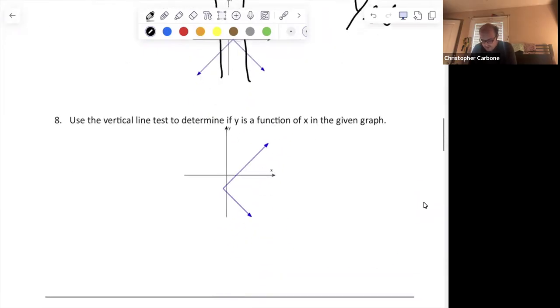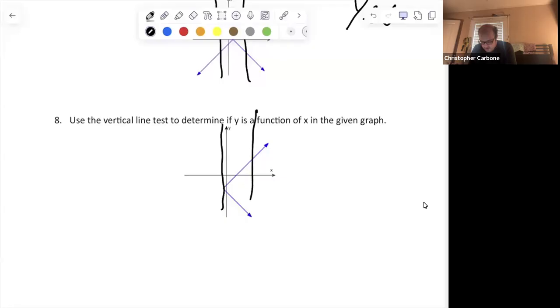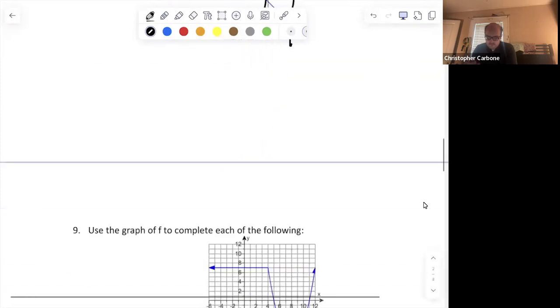And this one, we would have to be careful, right? If we did it like right here, it hits it once. But if we did it over here, it hits it twice, right? So since it does hit it twice in some spots, this is a no.